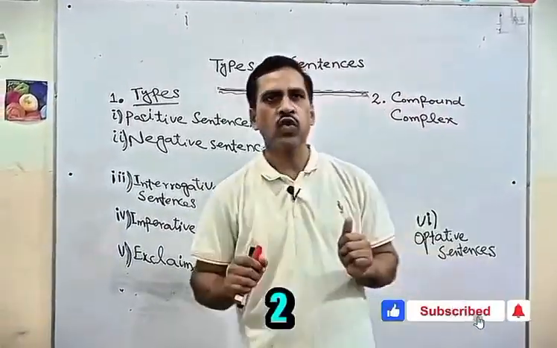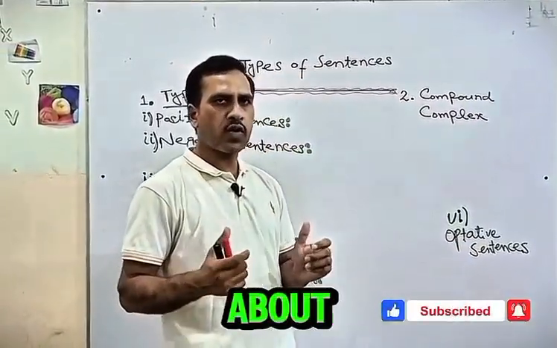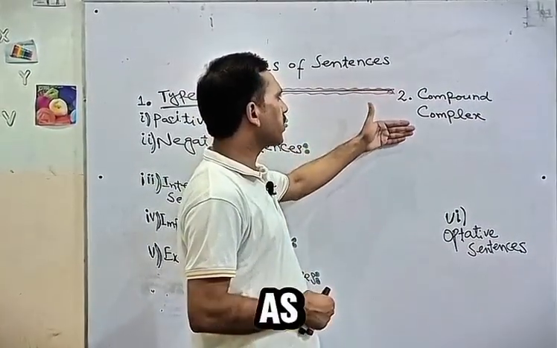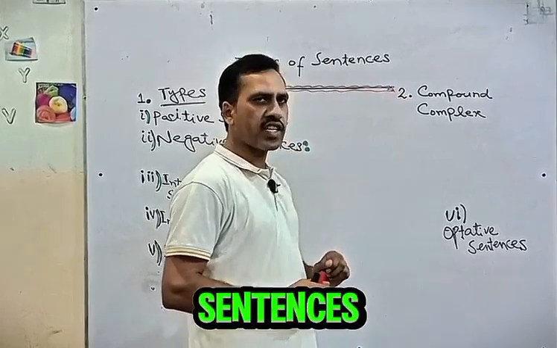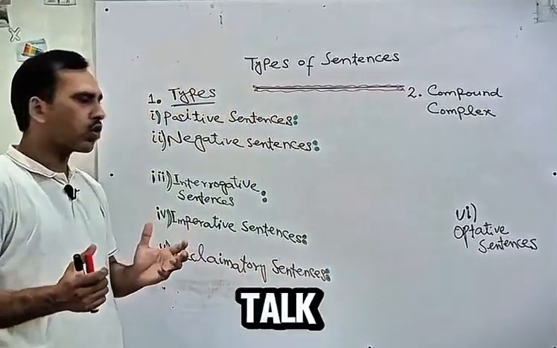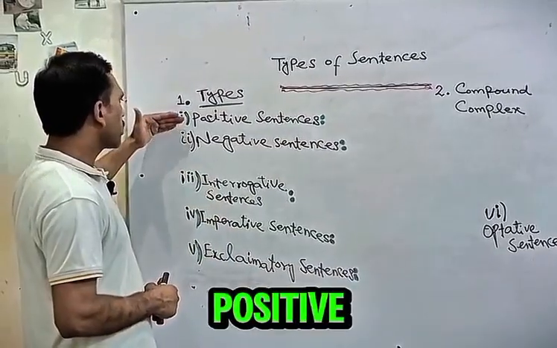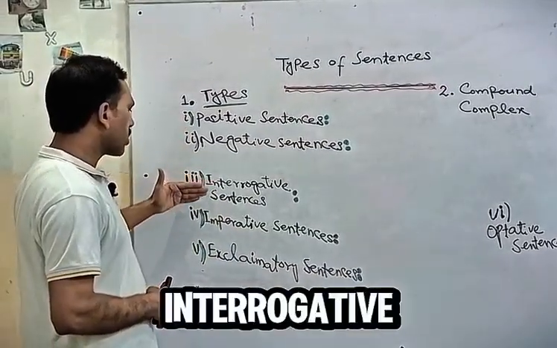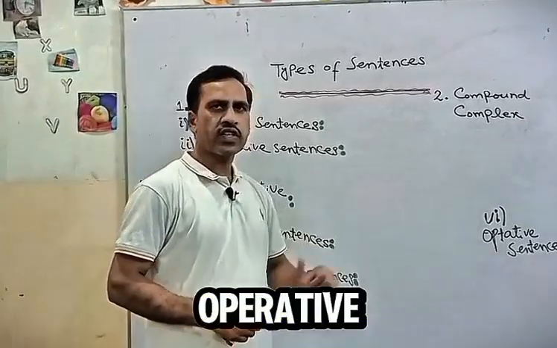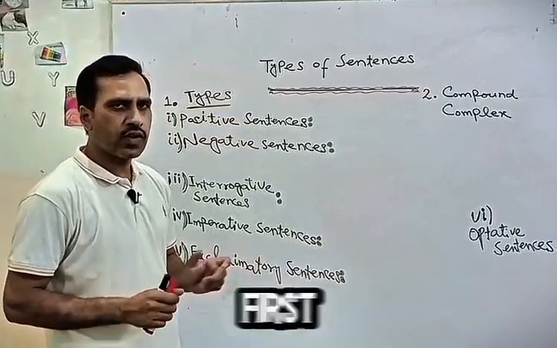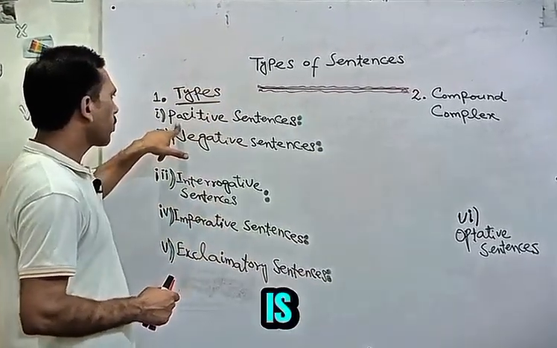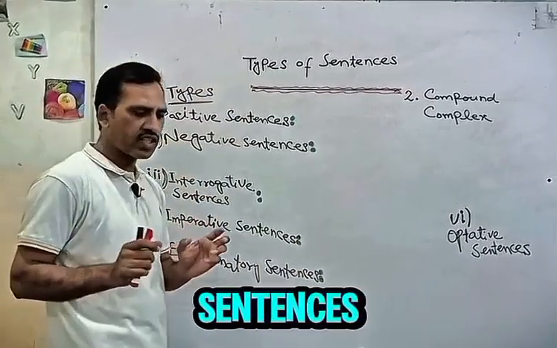In category 2, we will talk in the next lecture about compound as well as complex sentences. So in this class we will talk only about positive, negative, interrogative, imperative, exclamatory as well as operative sentences. The first type of sentences is positive sentences.